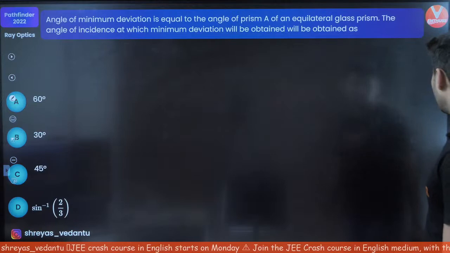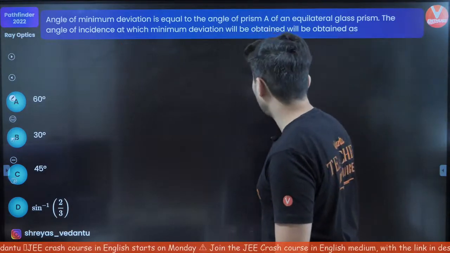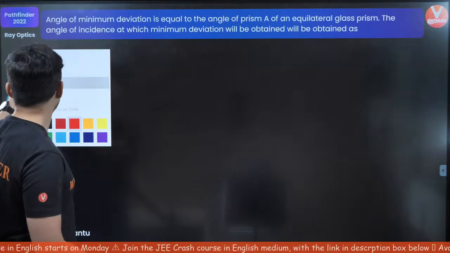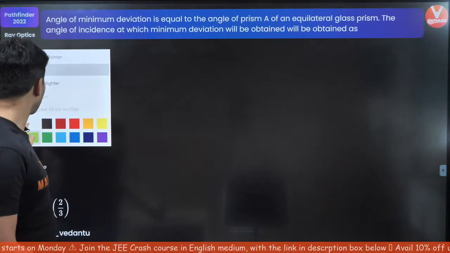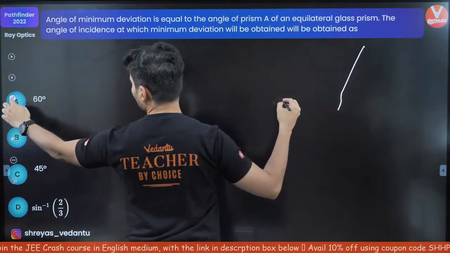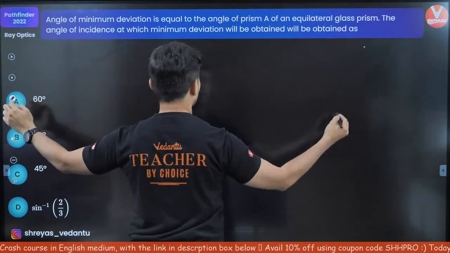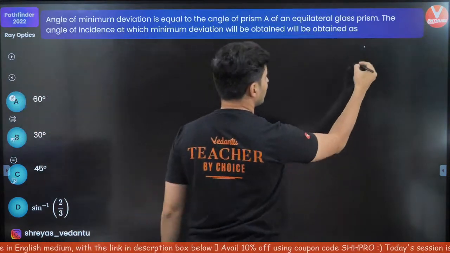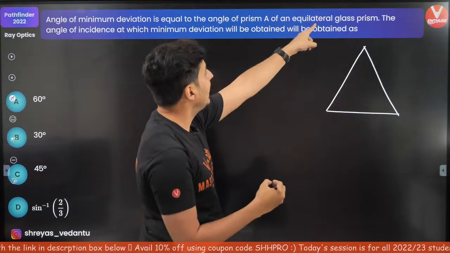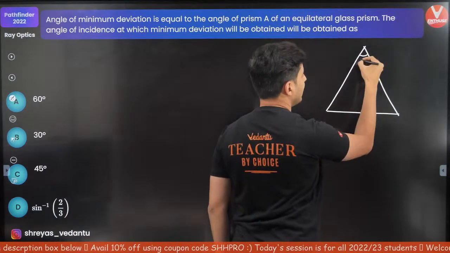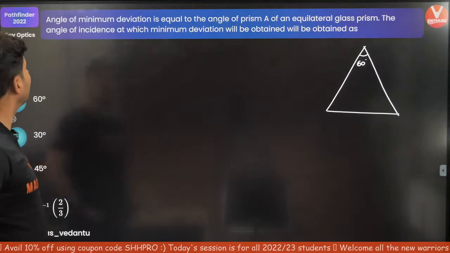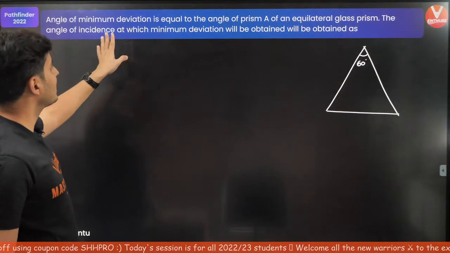Okay, let's try to figure this out. Do I have a diagram? Maybe no, but let's try to draw it and see what we get. Here we have a prism, and it is an equilateral prism. That means this angle is 60 degrees. Perfect. And the angle of incidence at which the minimum deviation will be obtained.